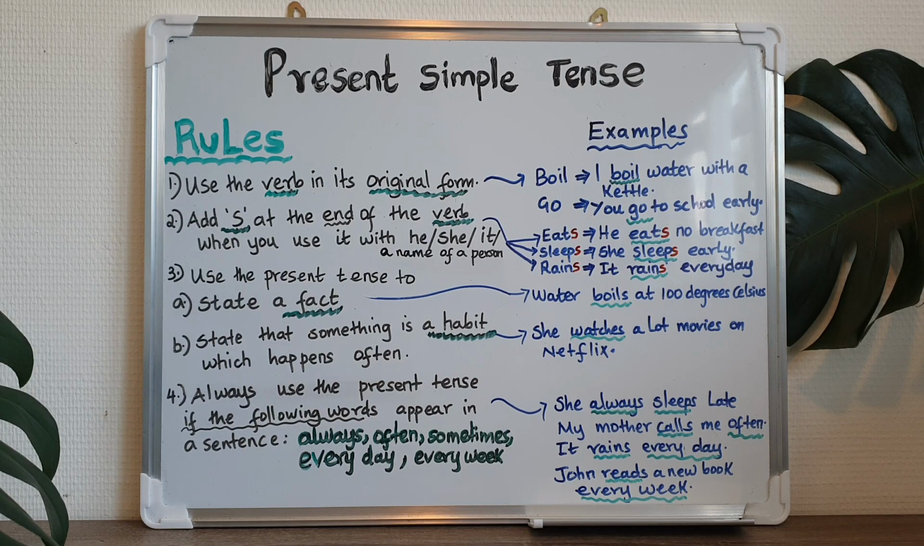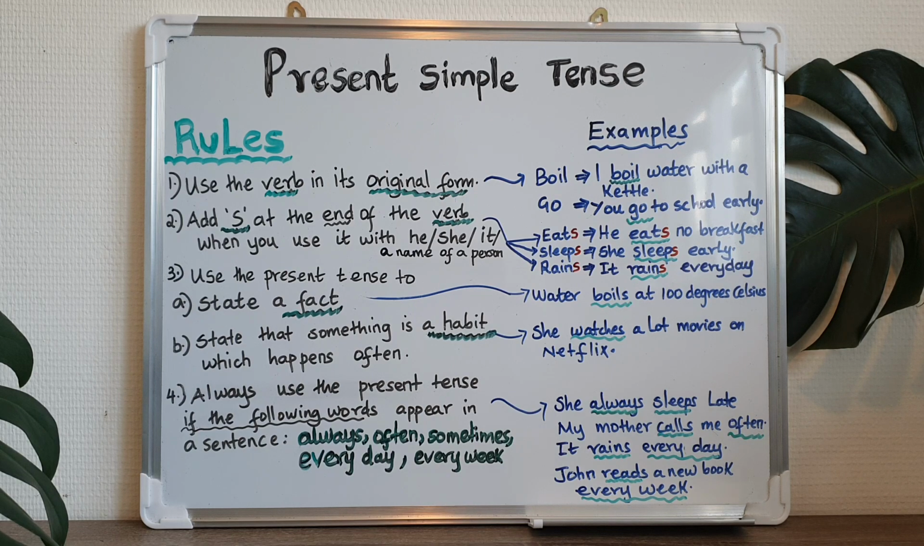Celsius. We cannot say water boil. That is not correct English. We have to add an S after boil. Water boils at 100 degrees Celsius. Remember we said we only use the verb in its original form when you combine it with I or you. So when you state a fact, then you always use the present tense.